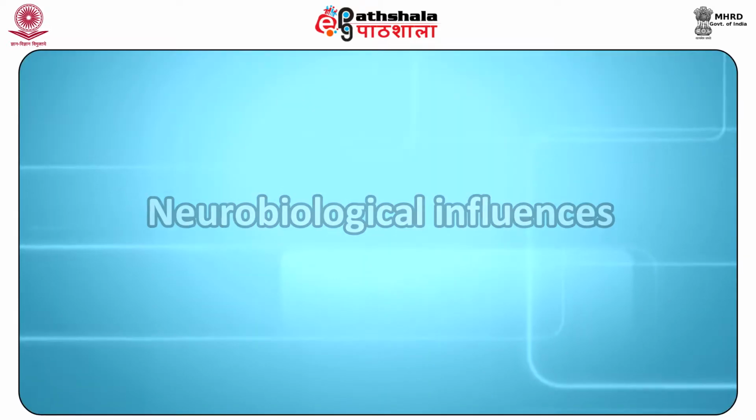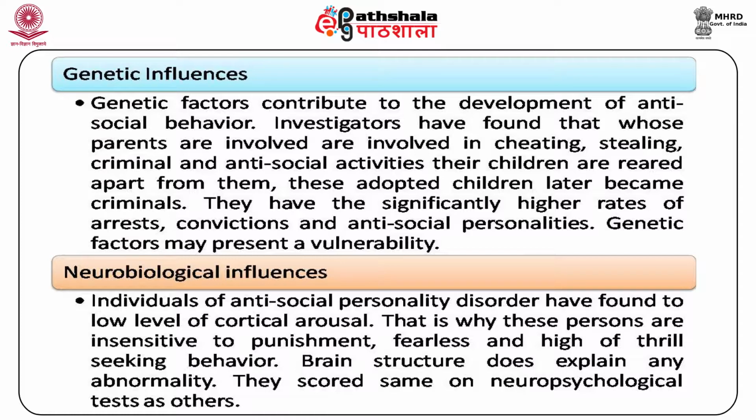Neurobiological influences. Individuals with antisocial personality disorder have been found to have a low level of cortical arousal. That is why these persons are insensitive to punishment, fearless, and show a high level of thrill-seeking behavior. Brain structure does not explain any abnormality. They scored the same on neuropsychological tests as others.